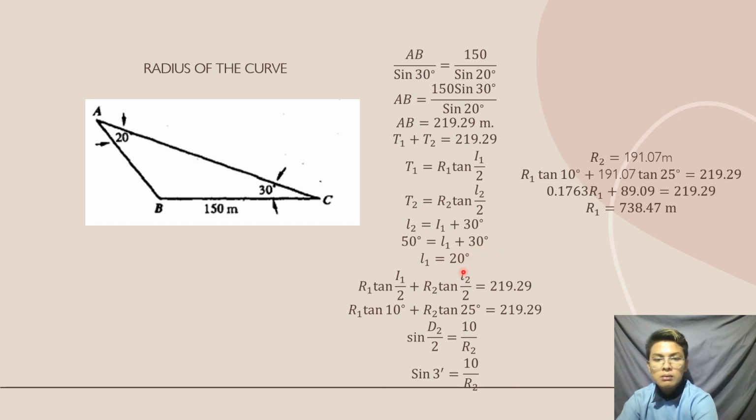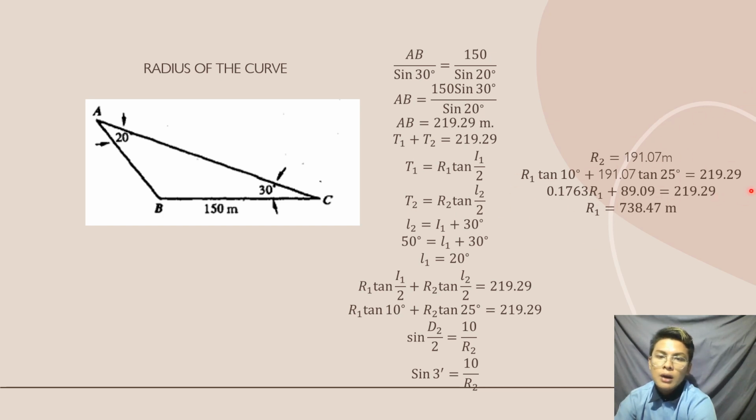Next we will get our second radius of the curve by using the formula sine D2 divided by 2 is equal to 10 divided by our R2. So 6 divided by 2 is 3. Then we will get our R2 is equal to 191.07 meters.